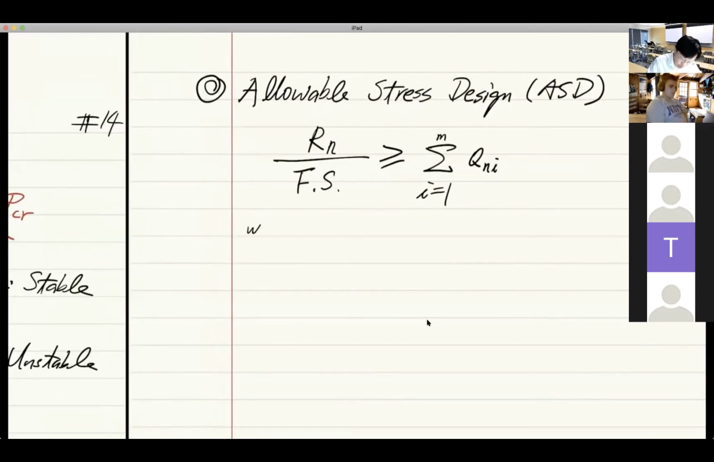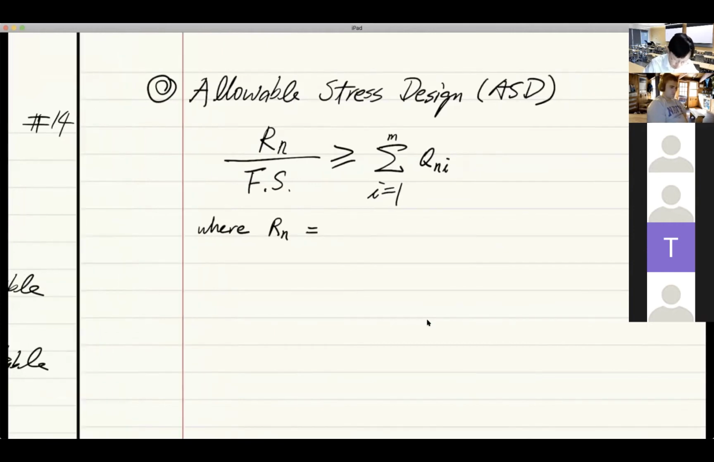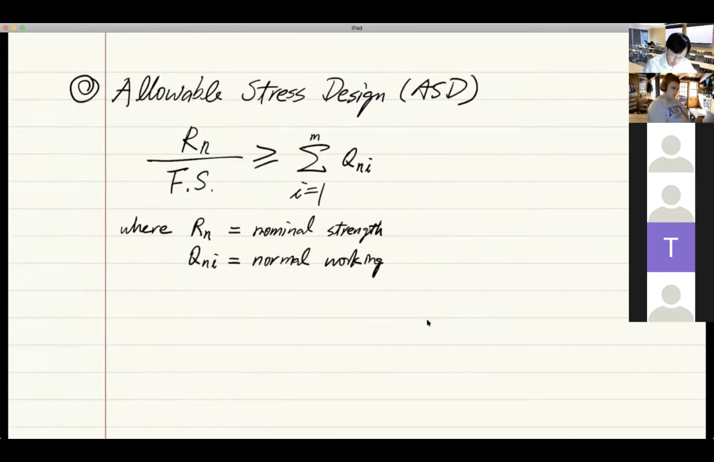And in this definition, capital Rn is what we call nominal strength of the material, of course. And the capital Q sub n i is the nominal working stress.